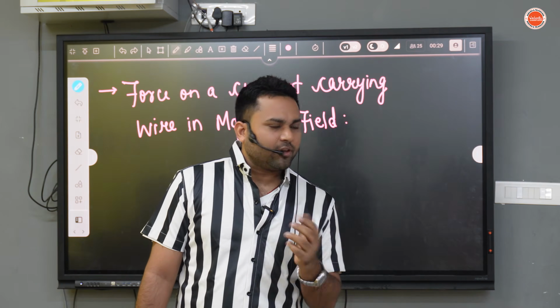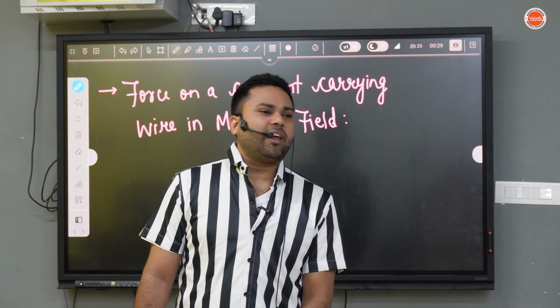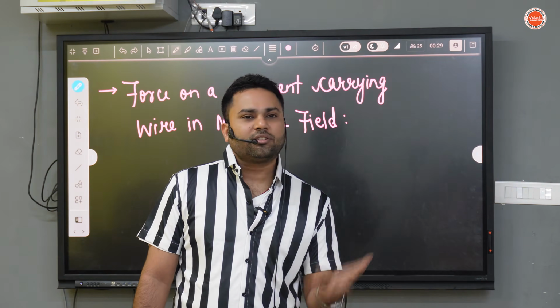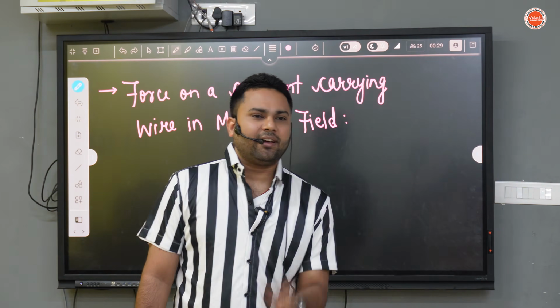A charge at rest means its velocity is what? Zero. The formula is qv cross B, so v is 0 means the force is 0. And you think about it now like this.